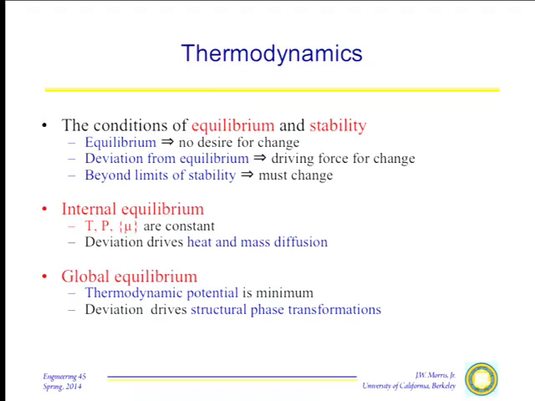We also will find conditions of global equilibrium, in which the entire system will want to change, for example, to change its crystal structure or to change in some other global way. And the deviations from global equilibrium drive, for example, structural phase transformation. So we'll talk about those. Does the material want to solidify or melt or vaporize?